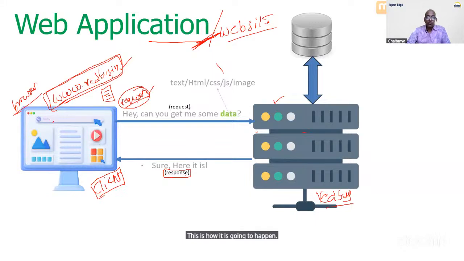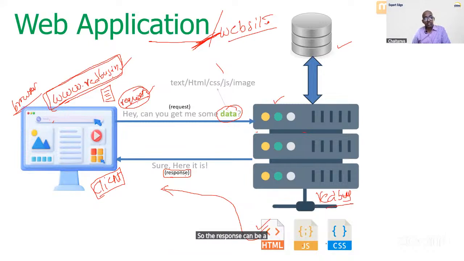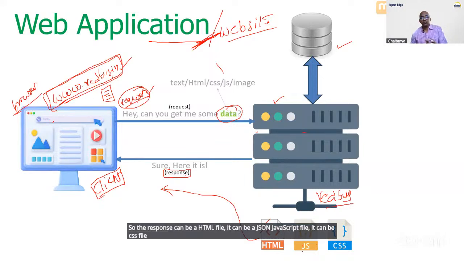So now the question is, what kind of data? The server can take any information from a table, keep that information in an HTML file, and send the HTML file as a response. So the response can be an HTML file, a JSON, a JavaScript file, or a CSS file, but it can be anything. The response can be a PDF file, an image, or a video. The response can be anything, guys.